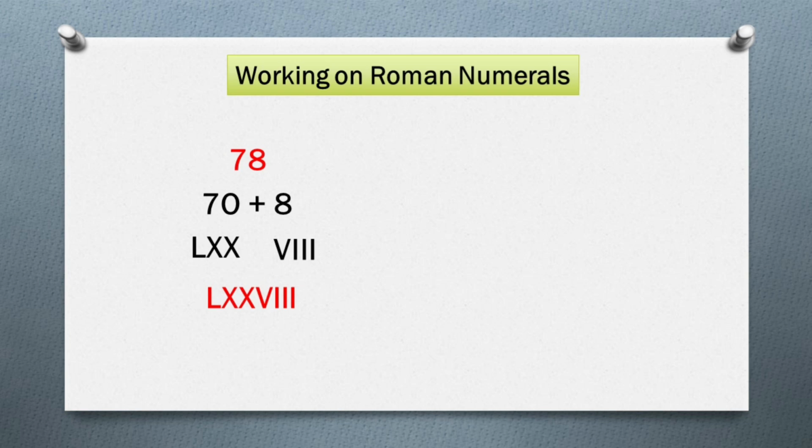Let's take another number, 99. Break it into 90 plus 9. 90 is written as XC and 9 is written as IX. Putting them together as XCIX gives us 99. So this is how we convert any number into a Roman number.